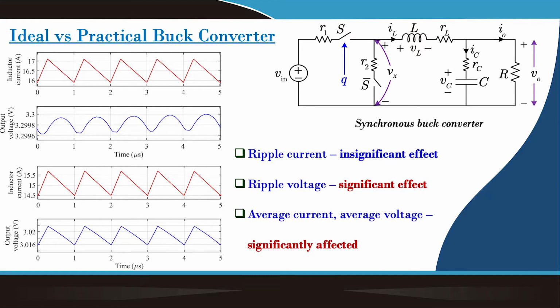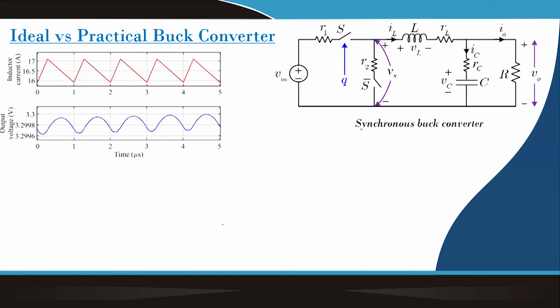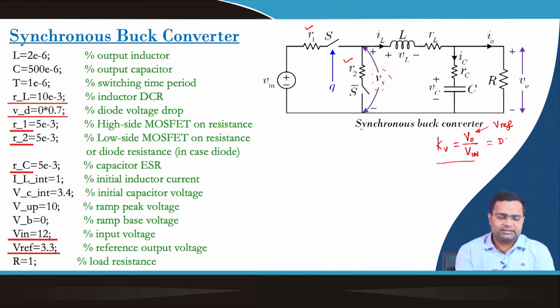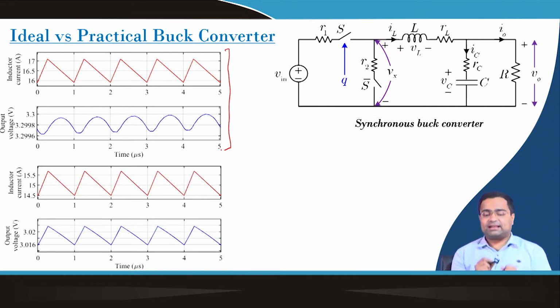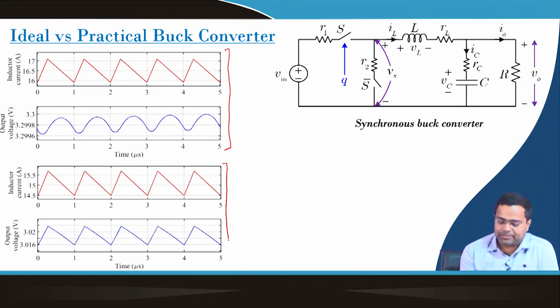Next, now we incorporated the parasitics. That means now we have considered RL, RC, and what we discussed in the parameter set. Now we have incorporated those parameters with ESR and all this. So this is my ideal simulation which was shown earlier, and this is my practical simulation result of a practical synchronous buck converter, where we have considered ESR, then DCR, and the on-state resistance of the MOSFET.